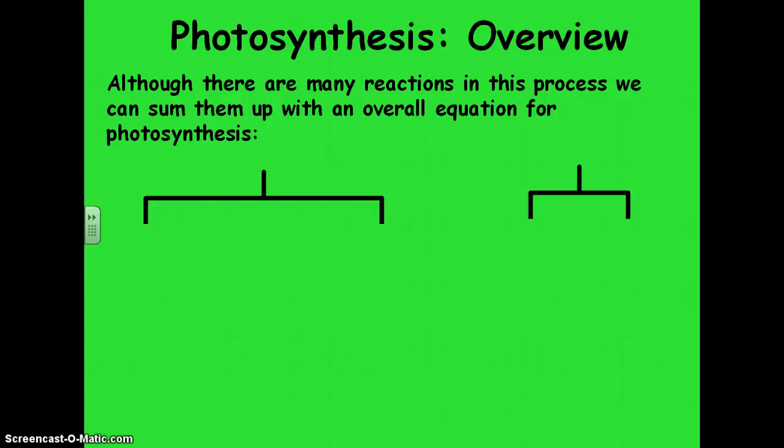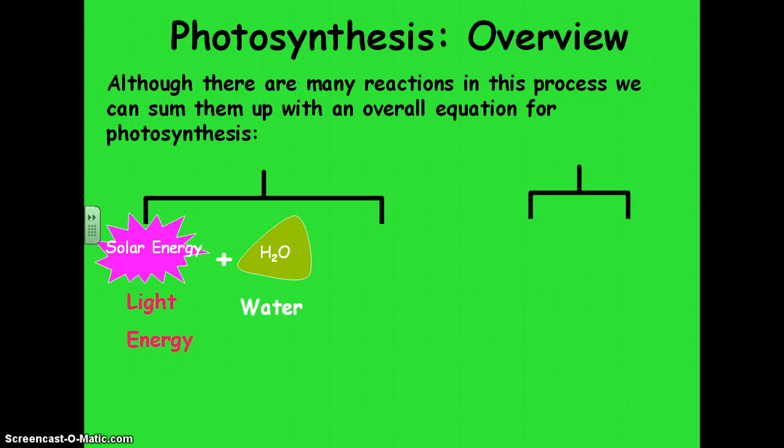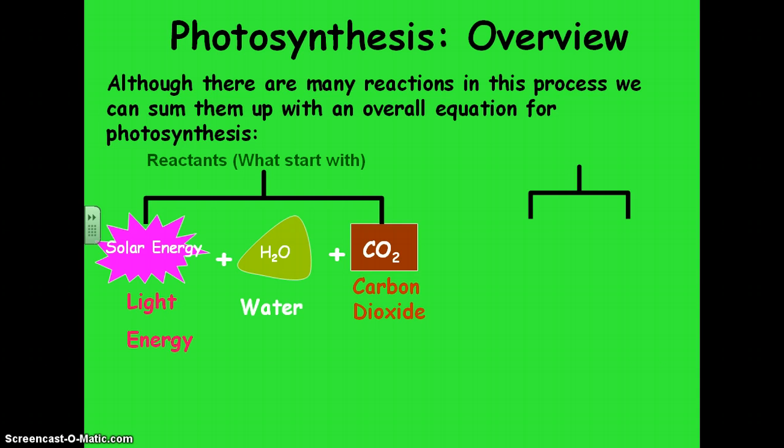Again, here is a lovely equation that, yes, you must have memorized. So solar energy, or light energy, plus water, which a plant takes up through its roots, plus carbon dioxide that a plant absorbs through its leaves, are the reactants, or what a plant starts with to do photosynthesis. In return, the plant gets glucose and then the product of O2.